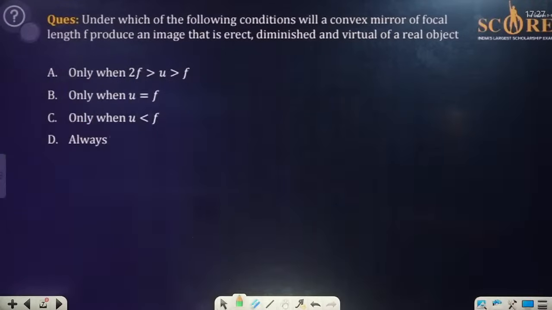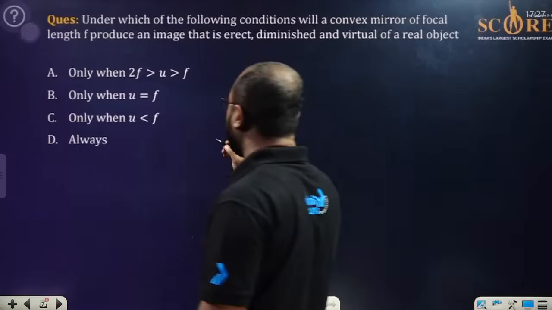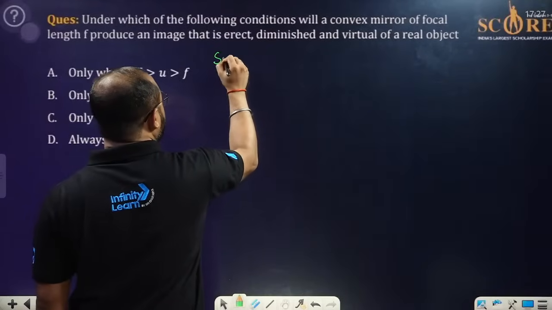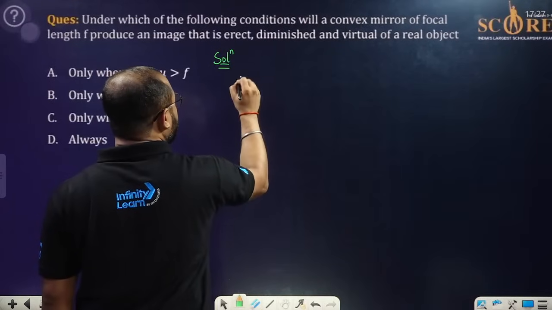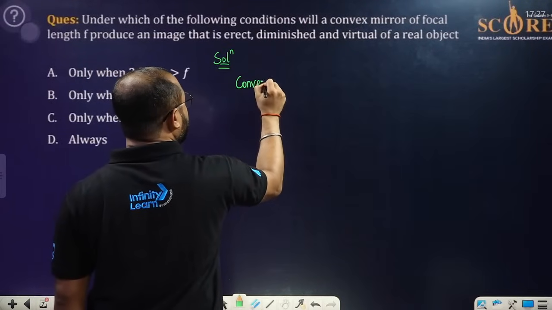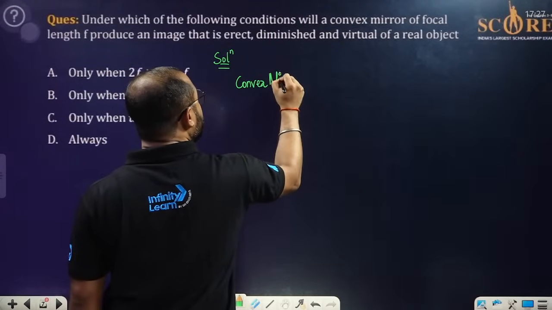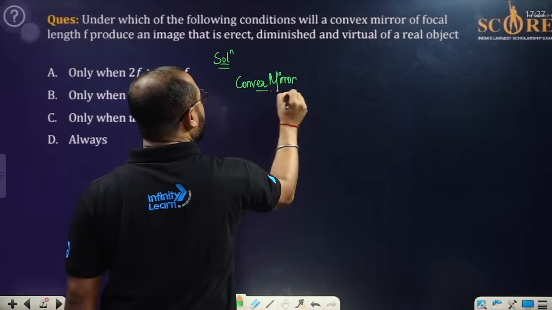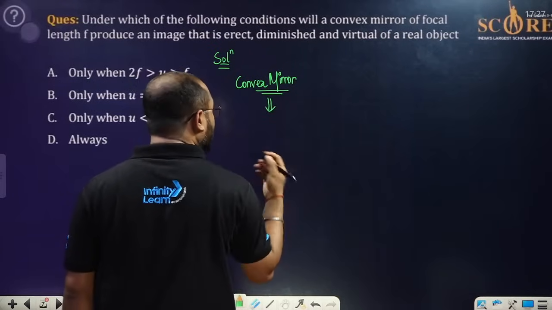Question says, under which of the following condition will a convex mirror of focal length f produce an image that is erect, diminished and virtual for a real object? So we are talking about what is the mirror that we are having, everyone. The mirror that we are talking about is the convex mirror. If you remember, we make in the convex mirror always make what?